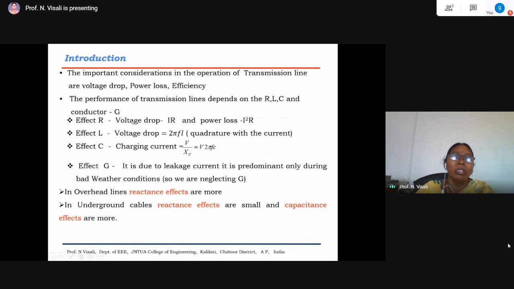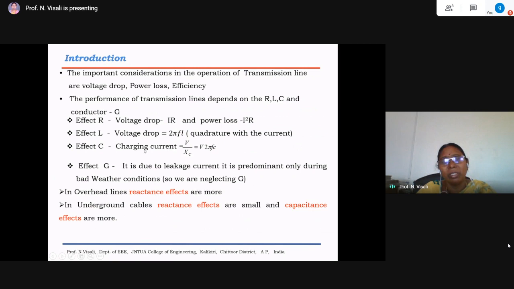Then what is the effect of inductance? The effect of inductance, no doubt, is voltage drop, that is 2 pi f L, that is omega L. Then the effect of capacitance is the charging current, V by XC. So once again this also causes a change in voltage, that is the current reduction, the charging current, V into 2 pi f C.